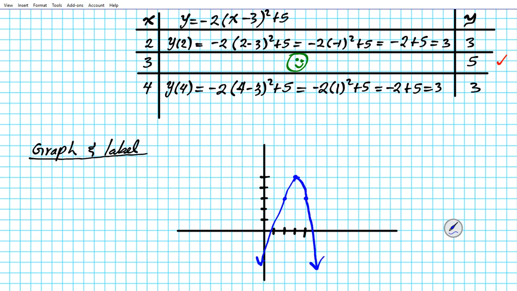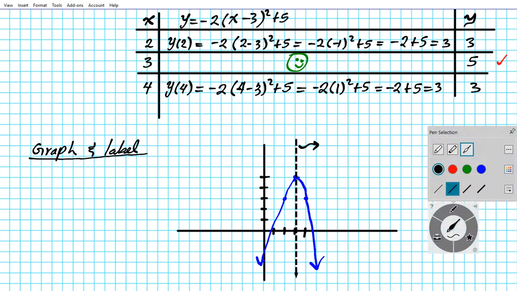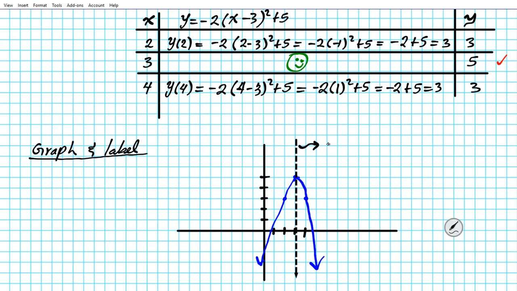Okay, so let's go ahead and label some components here based on the information that we have. This line that divides the graph into two equal parts is known as our what? This is the axis of symmetry. Okay, axis of symmetry, and it has a value of x equals 3. This point right here is our vertex, and the coordinates of the vertex are (3, 5).